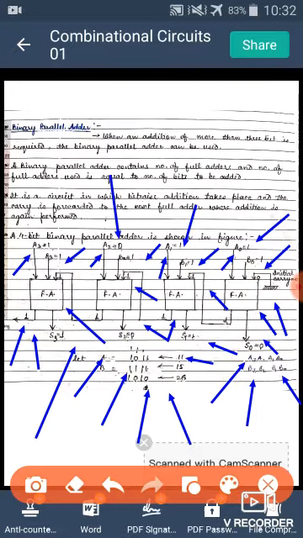Now we will add in this diagram A2 0, B2 is 1, 0 plus 1 results in 1 and this carry 1 in this diagram results in 1 0. It means sum is 0 and carry 1 is forwarded to the next full adder. Now in this diagram A3 1, B3 1, 1 plus 1 is 1 0 and this carry 1 is added in 1 0, then 1 0 plus 1 equal to 1 1. It means sum is 1 and carry is 1.